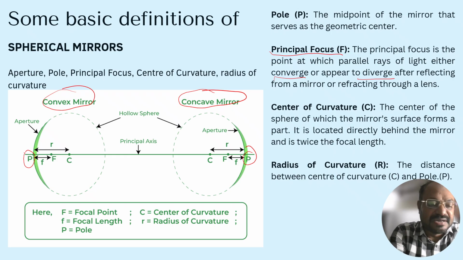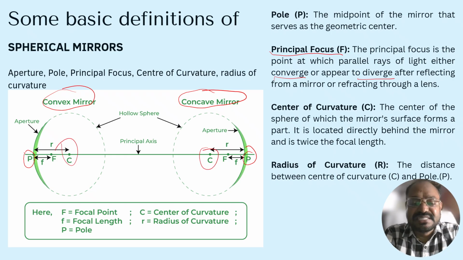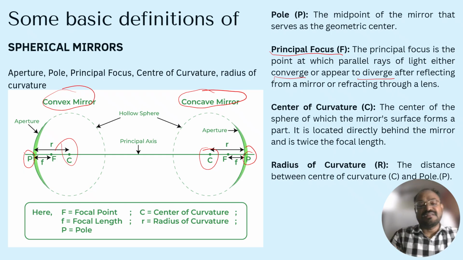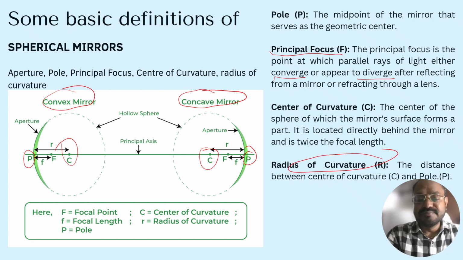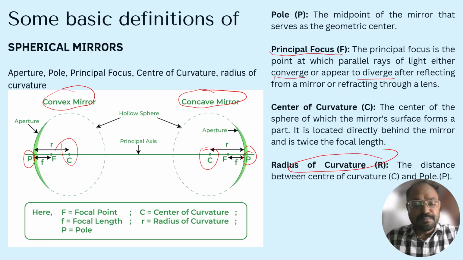Then we can see the center of curvature. The center of curvature is the center of the sphere of which the mirror surface forms a part. It is located directly behind the mirror and is twice the focal length. If you draw a circle, we have a center of a circle. Similarly, in a spherical mirror, the center of curvature is like the center of the spherical mirror. And you can see the radius of curvature, small letter r. The distance between the center of curvature, capital letter C, and the pole P is called the radius of curvature.